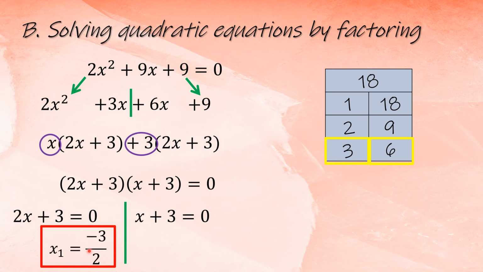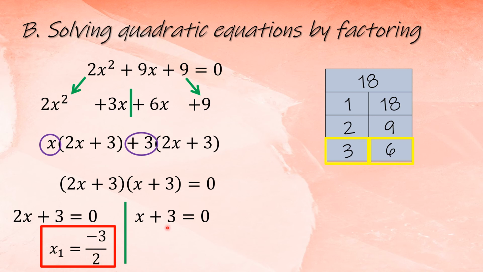X sub 1 is equal to negative 3 halves. Paano naging 3 halves? Yung positive 3, itatranspose natin, so magiging negative. And then, yung 2, i-divide natin sila lahat sa 2. Since hindi kayang i-divide ang 3 sa 2, this will now become the denominator. So, x sub 1 is equal to negative 3 halves or negative 3 over 2.